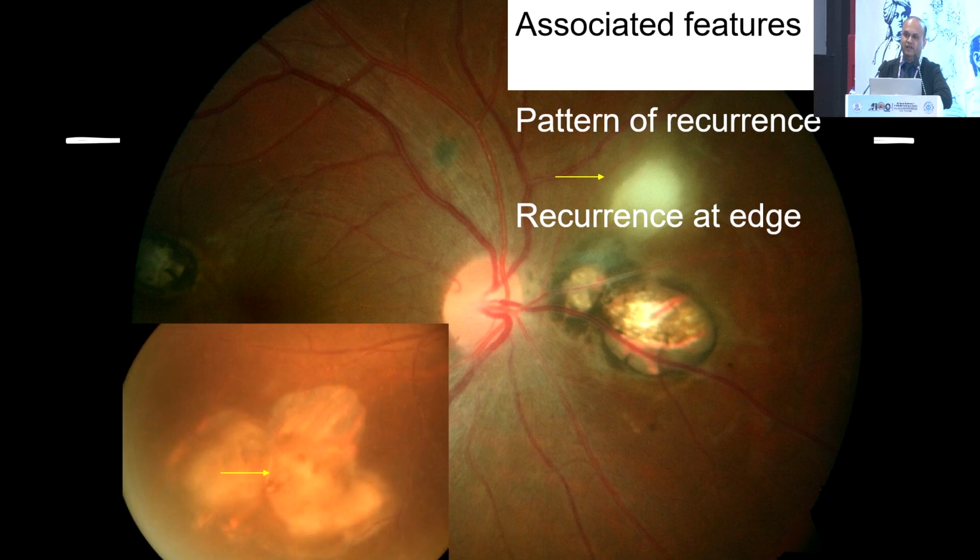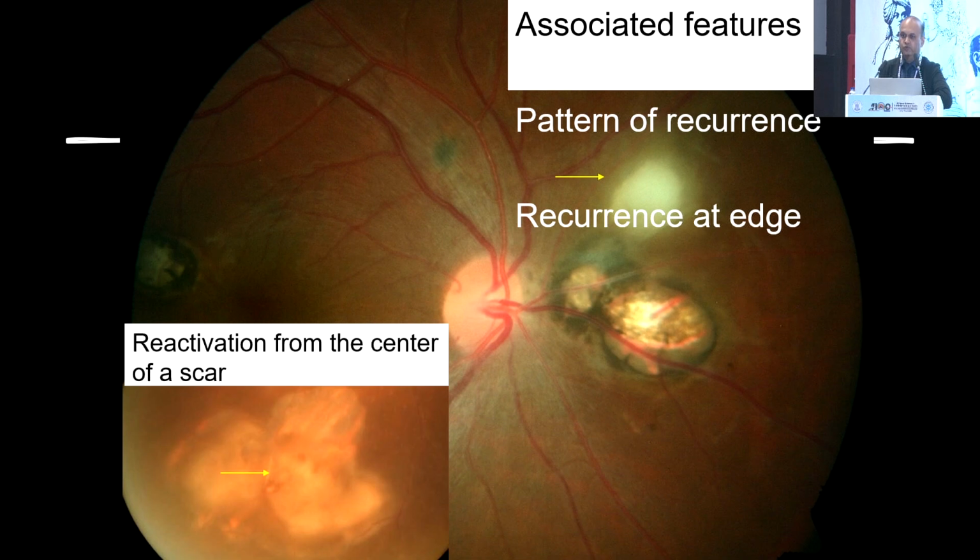Compared to that, if you see a scar and you see a recurrence from the center of it, then it probably is tuberculosis. So these are two patterns. Tuberculosis lesions recur from the center of a scar. Toxoplasma lesions have a recurrence from the edge of the scar. And if you identify them, you will be able to pinpoint the etiology of the disease in most cases.